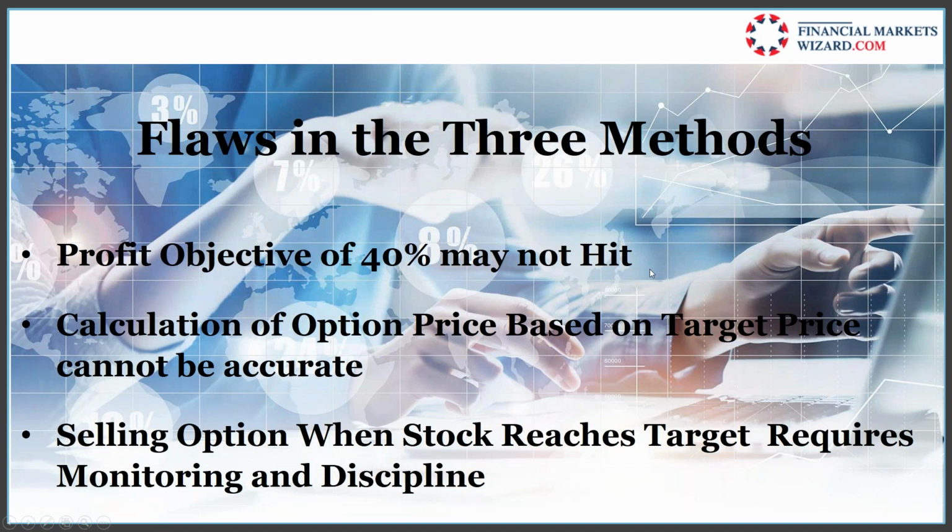Profit objective of 40% may never hit. Calculation of option price based on target price cannot be accurate, right? Selling the option when a stock reaches target requires monitoring and discipline. This is the biggest drawback. When the stock is hitting the target, a lot of the time, like 80% of the members or traders, they don't sell because they become greedy. They think, okay, it's going to go up. They are not disciplined, so they don't sell. And when they sell and the stock goes up, then they beat themselves up that they left too much money on the table. Or they didn't sell because they thought the stock would go to the moon. So they are never happy.